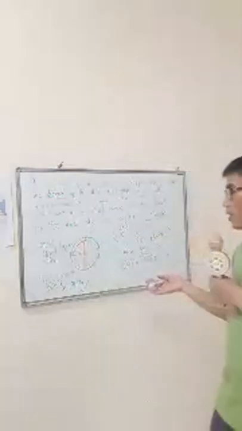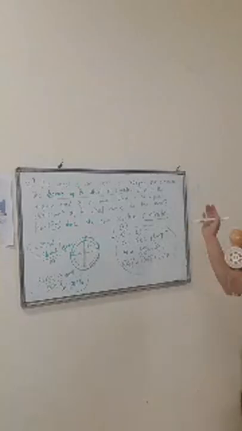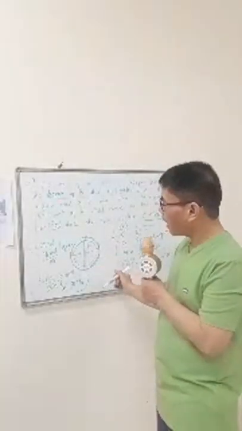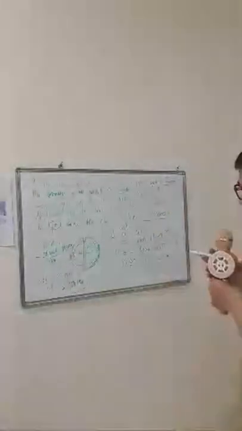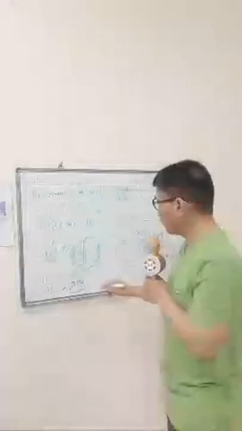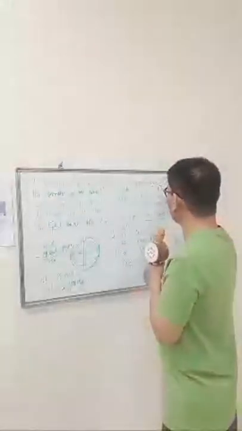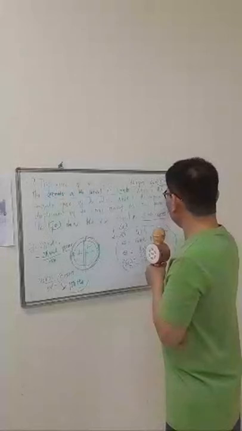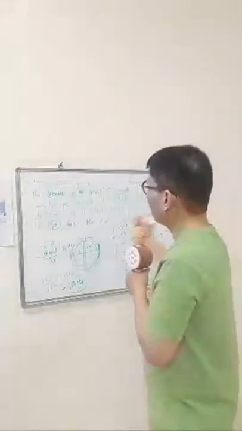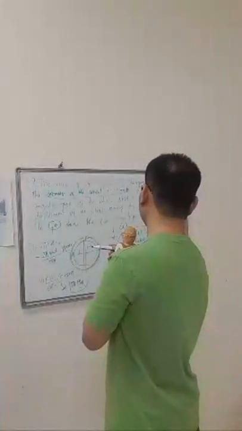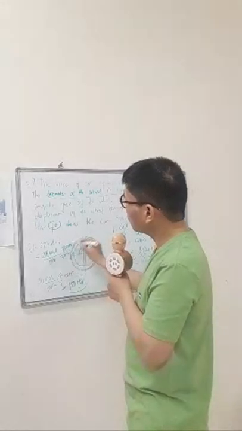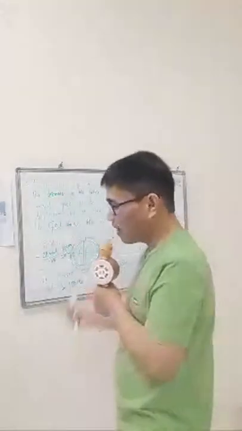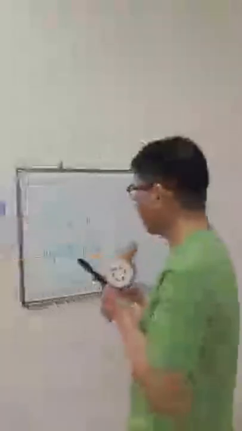The unit of angular velocity is always radian per second, so convert the 5 minutes into seconds. 5 minutes, 1 minute is 60 seconds, so that is 300 seconds. Cancel the revolution, we have 2 pi radians over seconds. How much is the angular velocity?